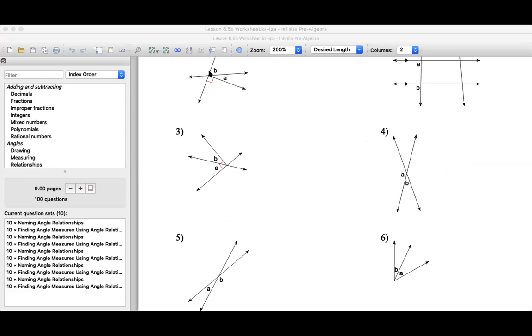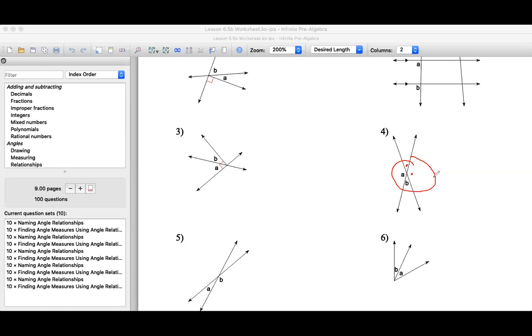How about number 4? Take a look at number 4. Number 4, A and B. Oh, I see an X. So I'm thinking vertical angles, but check it out. They're not across from each other. They're next to each other. B would be vertical to this angle, this unnamed angle right here. A would be vertical to this unnamed angle right here.